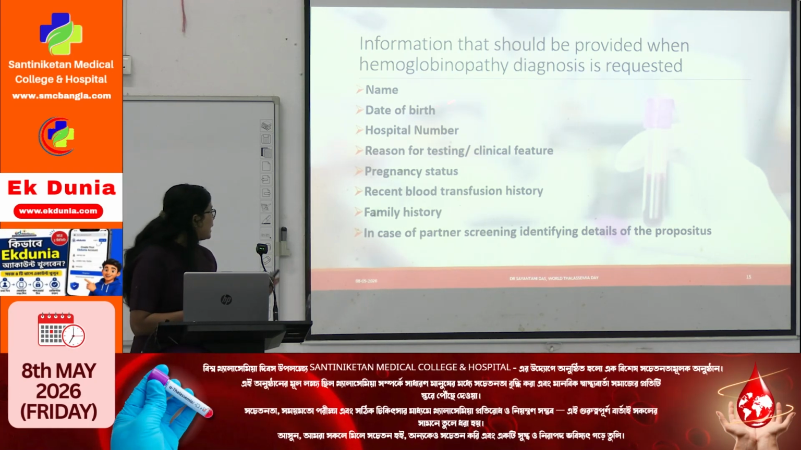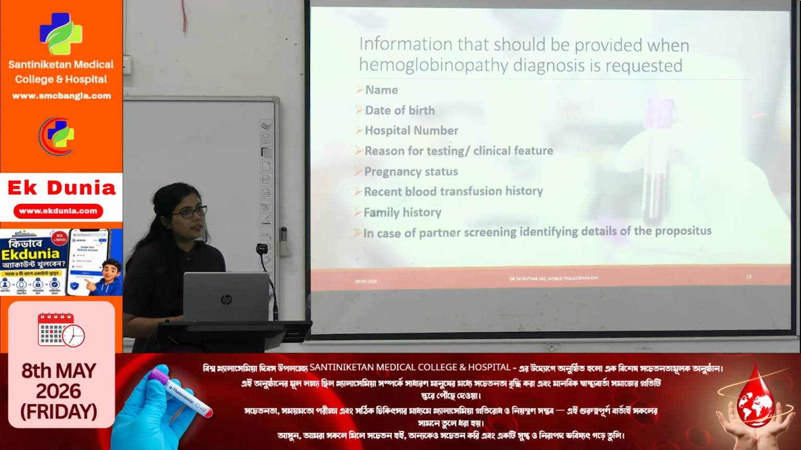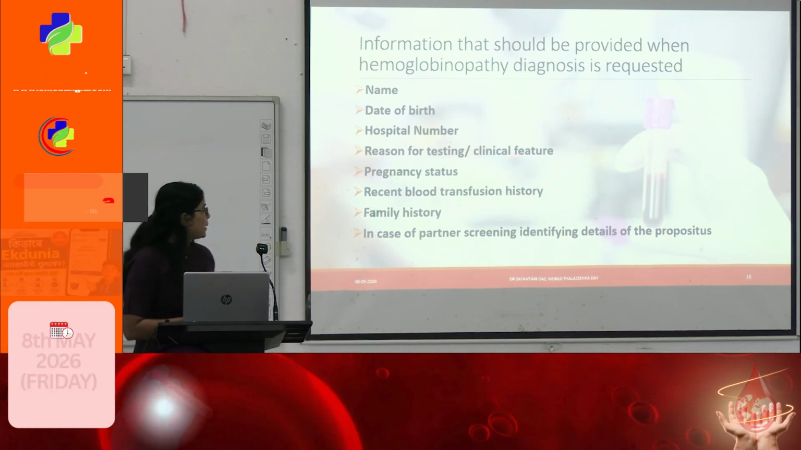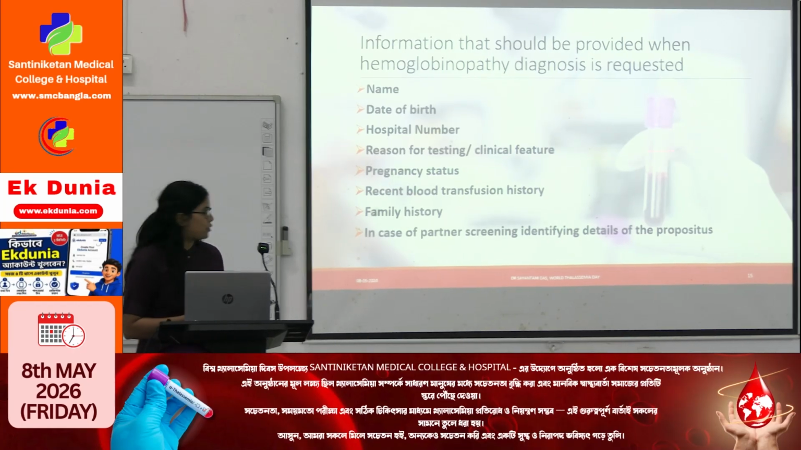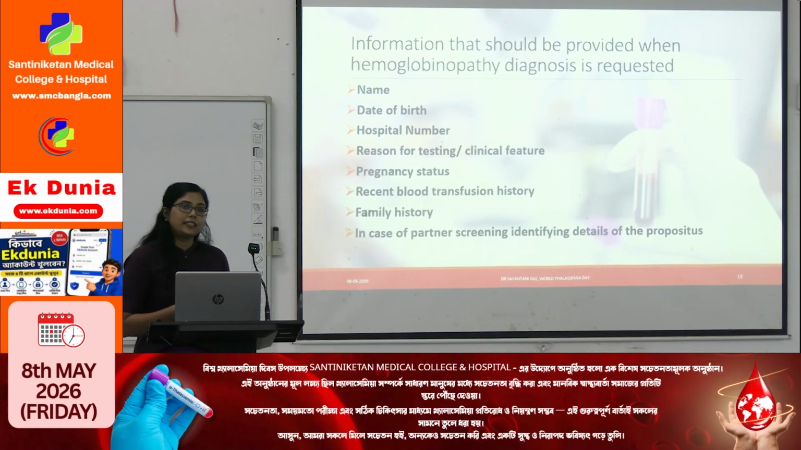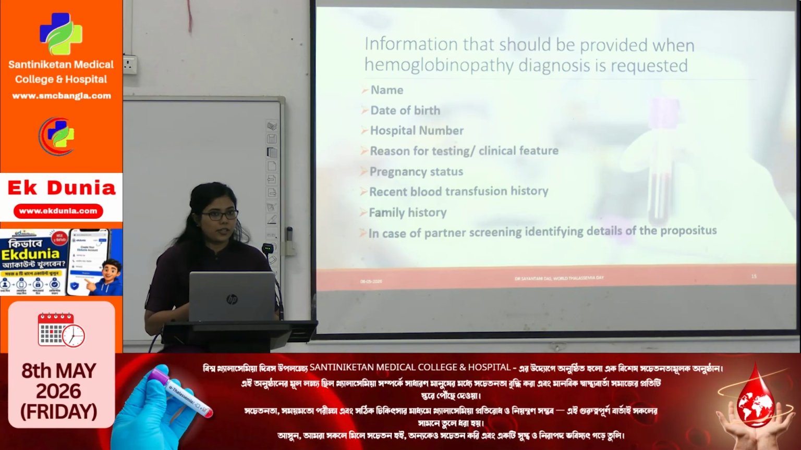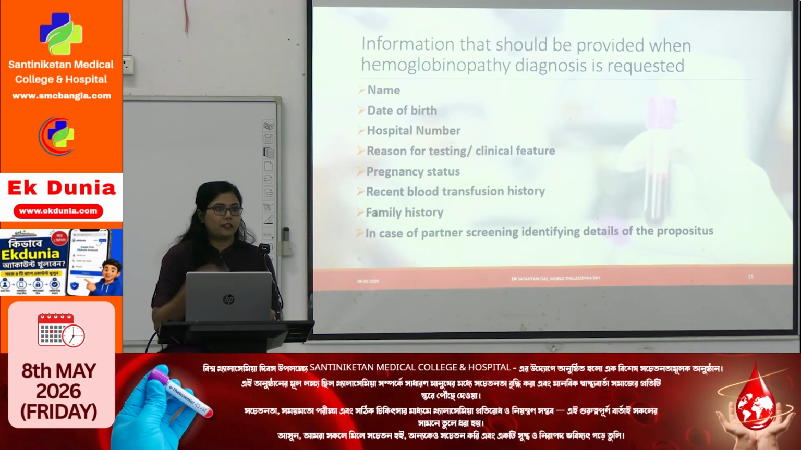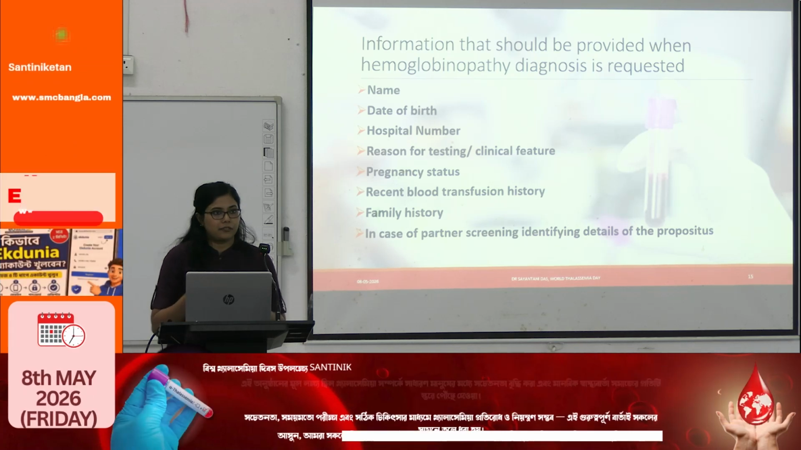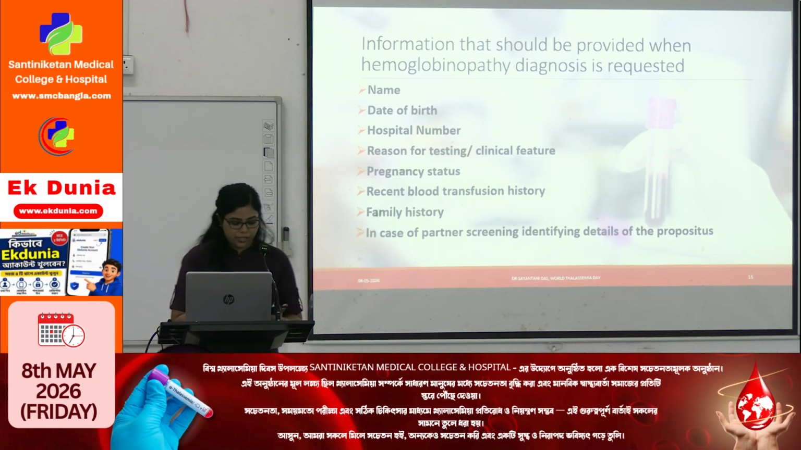Among them are the name of the patient, date of birth, hospital number, reason for testing, and the clinical features which raise the suspicion of any hemoglobinopathy, pregnancy status of the patient, recent blood transfusion history, family history, and in case of partner screening, identifying details of the proposita. So all this history is very important, and we will also kindly request on the clinical side that whenever a requisition for hemoglobinopathy testing is sent, all these details are mentioned.